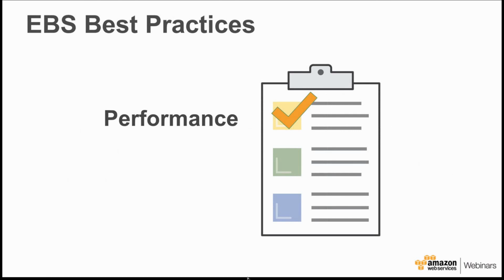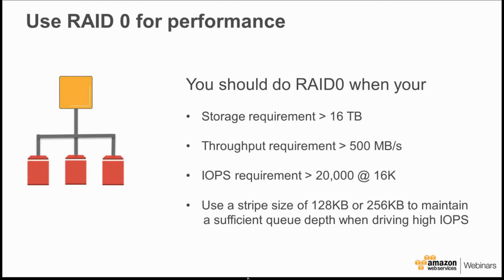The next section will go over a few best practices for performance. Now, although I said don't RAID for reliability or redundancy, we do recommend you use RAID 0 for performance. So when should you use RAID 0? Well, we recommend you use RAID 0 when your storage requirement to a single instance is greater than 16 terabytes, you have a throughput requirement of greater than 500 megabytes per second, or you have an IOPS requirement greater than 20,000 IOPS at 16K. We do recommend you use a stripe size of 128 or 256 kilobytes to maintain a sufficient queue when driving high IOPS.